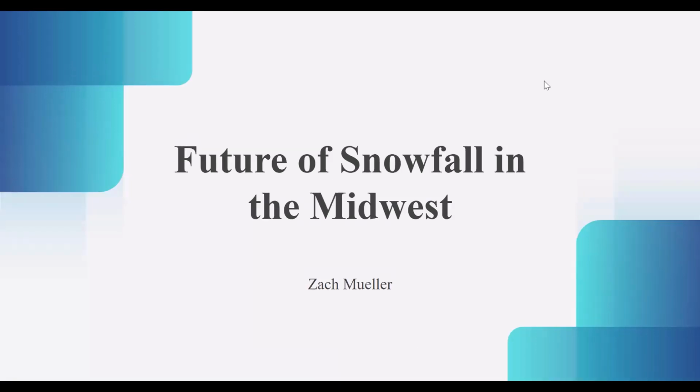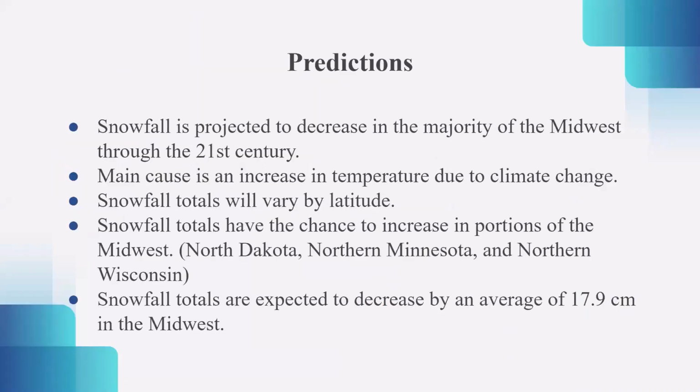In this section, we'll be talking about the future of snowfall in the Midwest. So the predictions that the study made was that snowfall is projected to decrease in the majority of the Midwest through the 21st century. The main cause is that there is an increase in temperature due to climate change. Snowfall totals, like before, will vary by latitude. However, one study cited that snowfall totals have a chance to increase in portions of the Midwest. This is mainly in very, very high latitudes, such as northern North Dakota, northern Minnesota, and northern Wisconsin. Snowfall totals are expected to decrease by an average of 17.9 centimeters throughout the entirety of the Midwest.